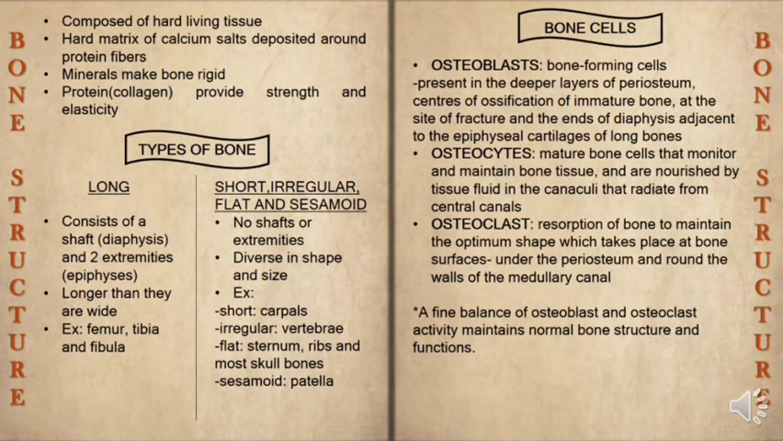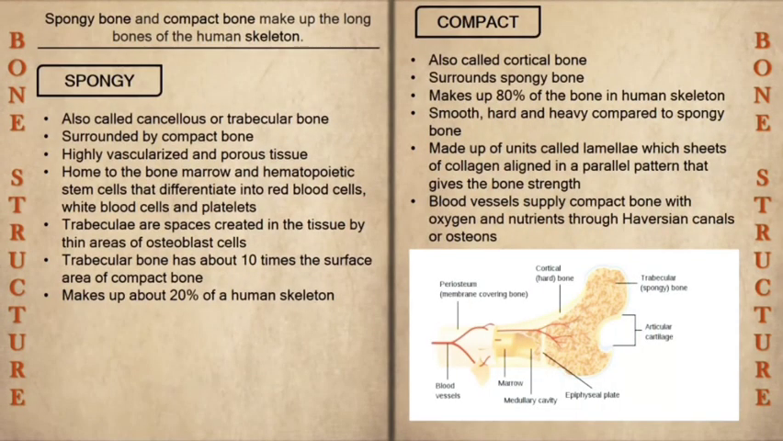radiate from central canals. And last but not least, osteoclast: resorption of bone to maintain the optimum shape, which takes place at bone surfaces under the periosteum and round the walls of the medullary canal. A fine balance of osteoblast and osteoclast activity maintains normal bone structure and function. Spongy bone and compact bone make up the long bones of the human skeleton.